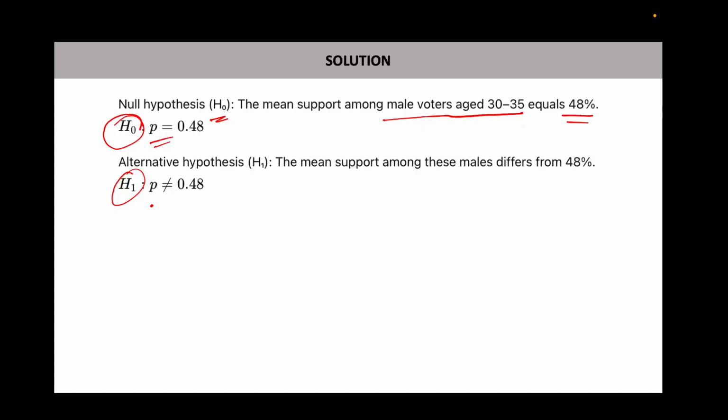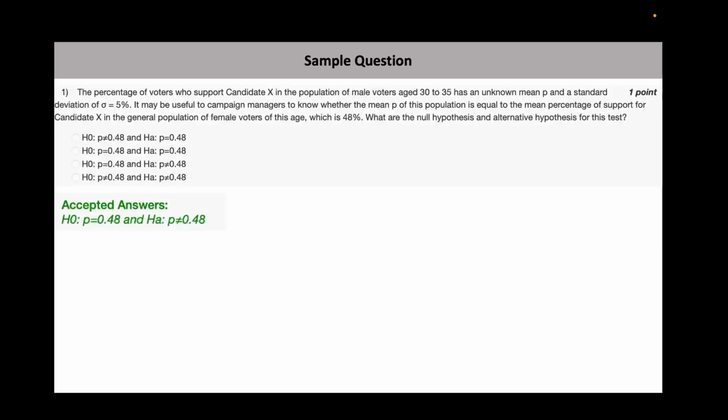The thing that we are trying to find out, the opposite of that will always be the null hypothesis. In this case, we are trying to find out whether it is not 0.48, so that will be the alternate hypothesis, and the null hypothesis is that the p value is equal to 0.48. So based on this, your option three will be correct, where your null hypothesis is that p is equal to 0.48, and your alternate hypothesis is that p is not equal to 0.48. I hope this question was clear, and we can move on to the next question.